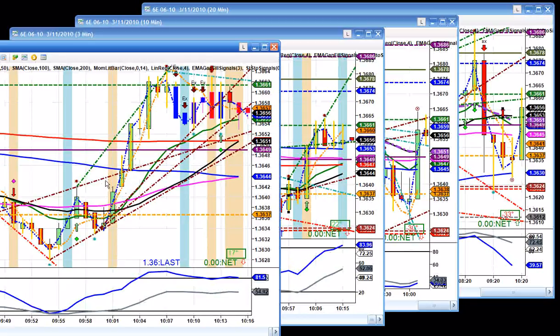Now let's expand this view and see when it's not a good time to make a trade. This entry is easy to see because you can see that all four time frames are telling you the same story. Now let's take a time when they're not telling you the same story.